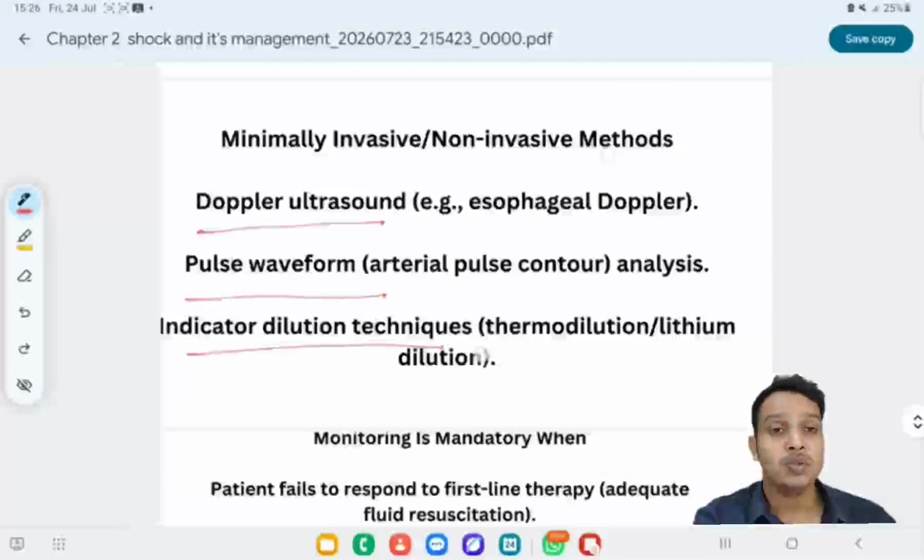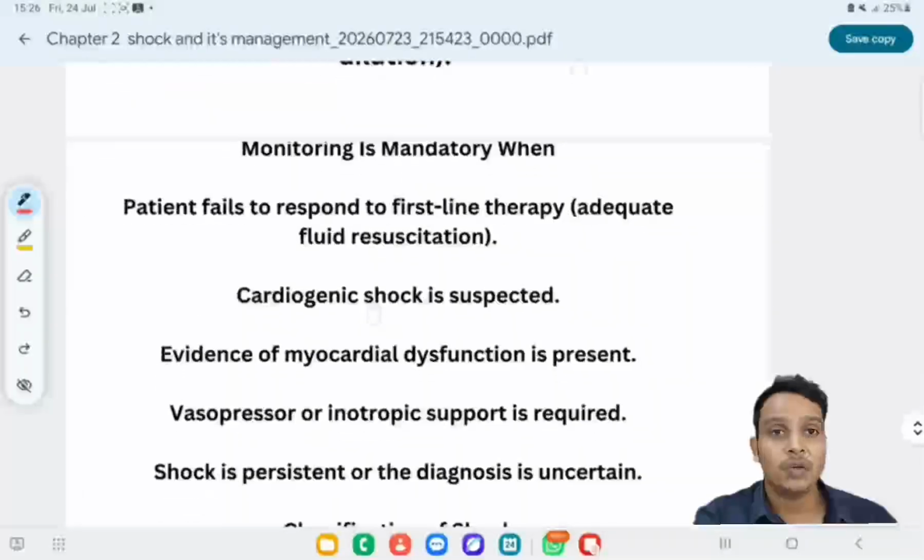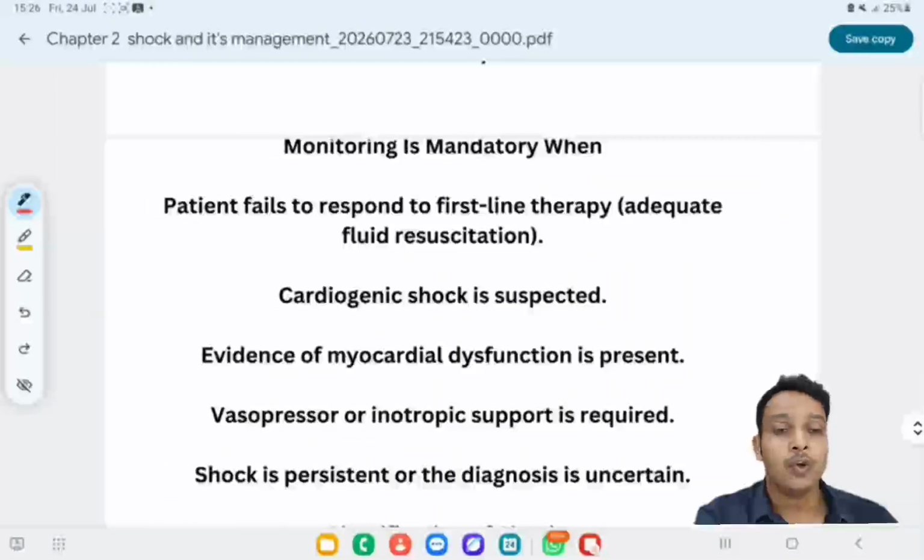Remember, friends, which patients should we monitor aggressively? Patients who fail to respond to first line therapy after adequate fluid resuscitation. You have resuscitated the patient properly but the patient is not responding. Also if you suspect cardiogenic shock, or if there is any evidence of myocardial dysfunction in your patient and you have started inotropes or any kind of support, you have to monitor these patients. Also if your shock is persistent or your diagnosis is not sure, which kind of shock this patient has. These are the patients which you should monitor properly.